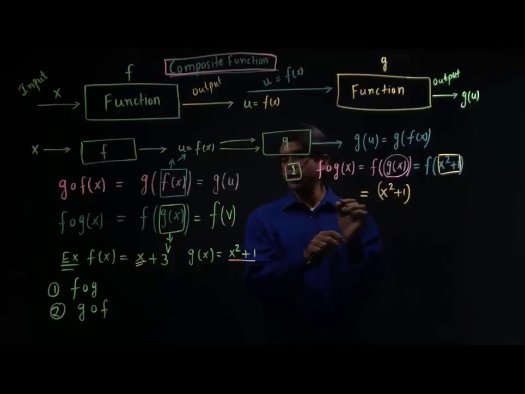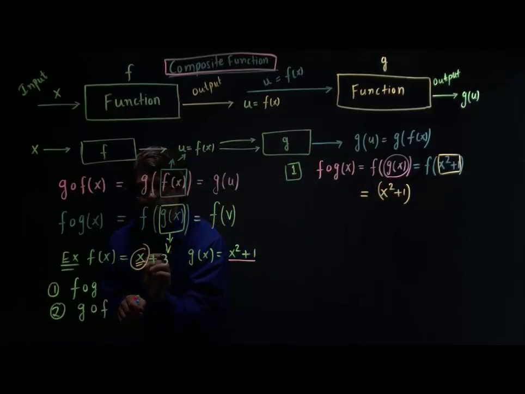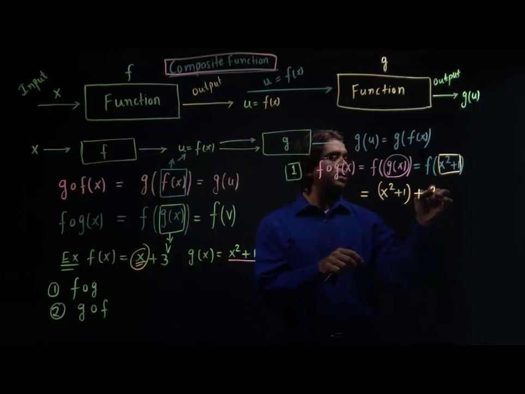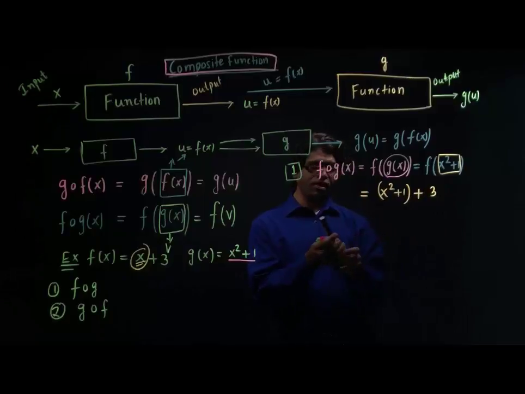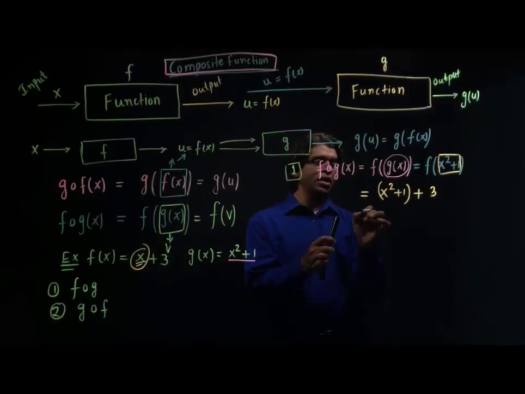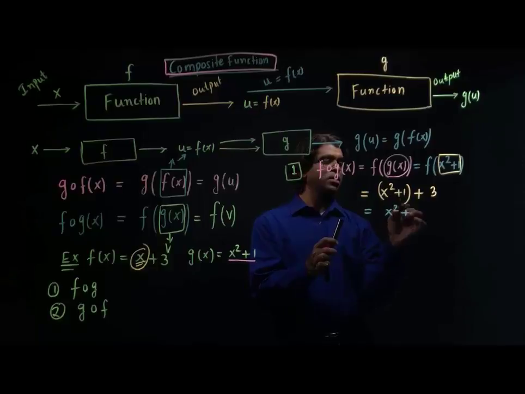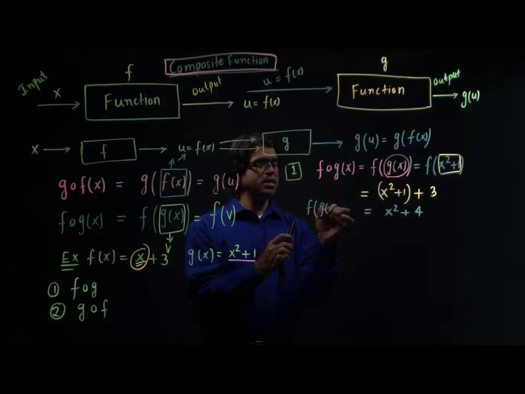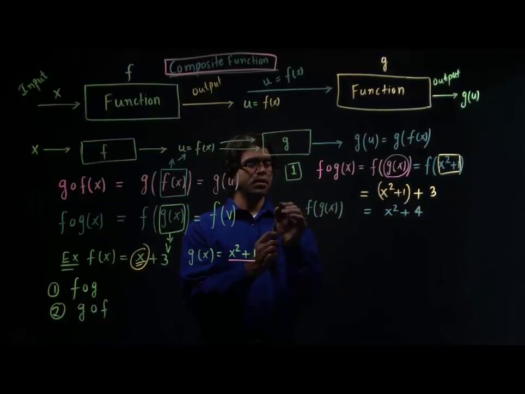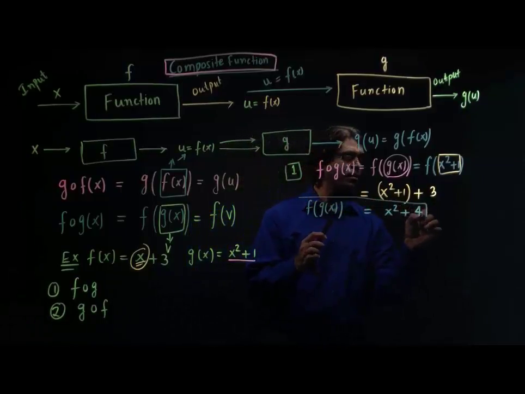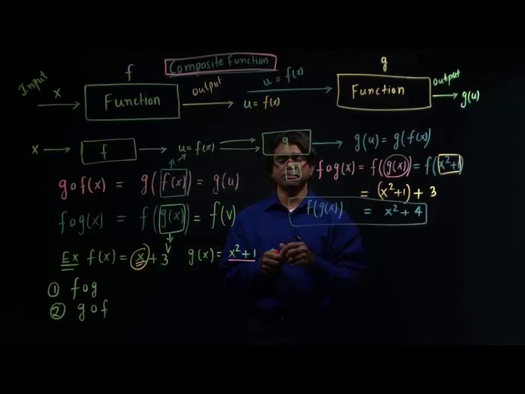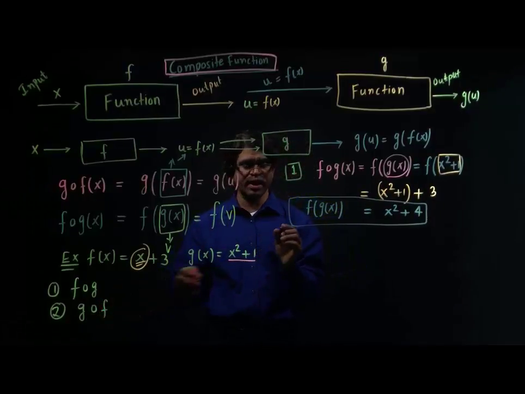So I will write x squared plus 1, this part right here, right? Plus what I have, 3. So I will write 3. Now if I simplify further, I will have x squared plus 1 plus 3 is 4. So my f of g(x) is basically x squared plus 4.